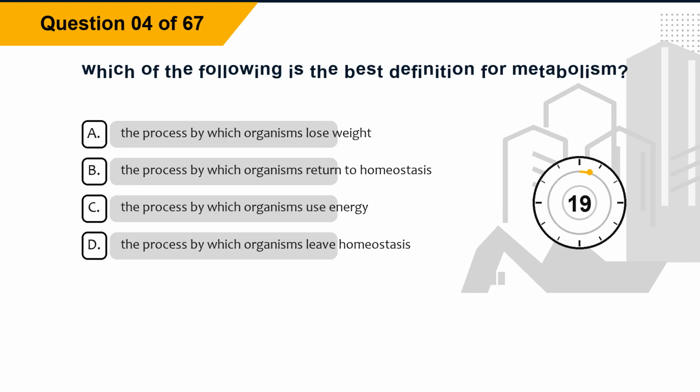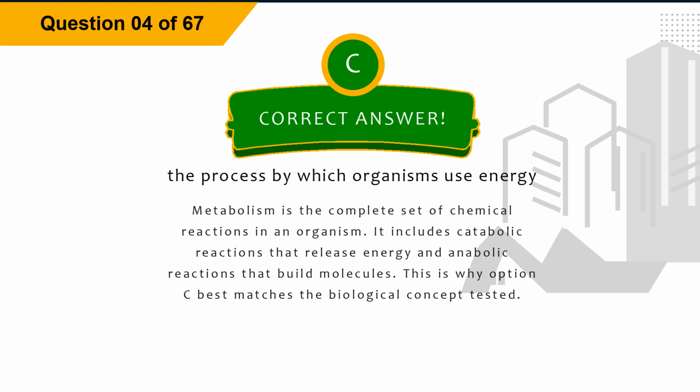Question 4. Which of the following is the best definition for metabolism? Option A, the process by which organisms lose weight. Option B, the process by which organisms return to homeostasis. Option C, the process by which organisms use energy. Option D, the process by which organisms leave homeostasis. The correct answer is option C, the process by which organisms use energy. Explanation. Metabolism is the complete set of chemical reactions in an organism. It includes catabolic reactions that release energy and anabolic reactions that build molecules. This is why option C best matches the biological concept tested.